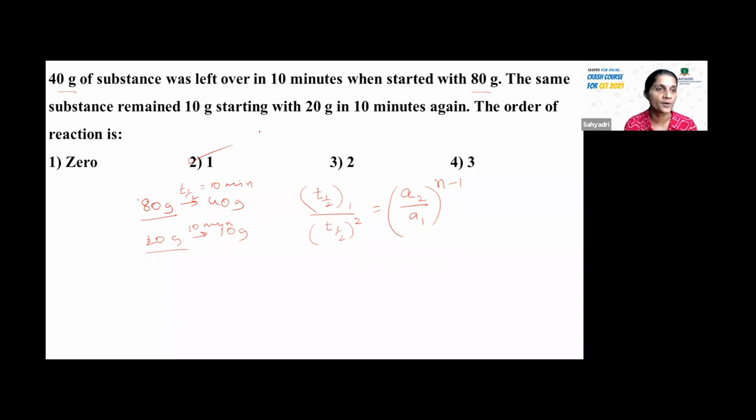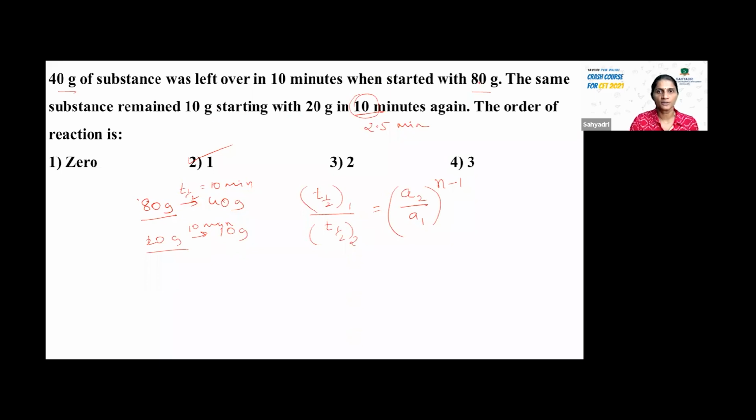If it was 20 gram becoming 10 grams, how many times is it decreased? 4 times it is decreased. So T half is also decreased by 4 times. If I give the same question with 2.5 gram, 2.5 minutes. Can you tell me the answer? What is the answer? Is it second order?